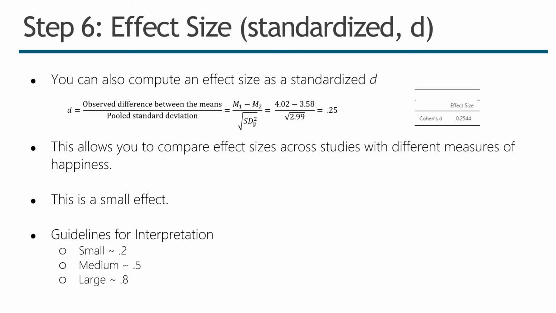So what this allows you to do is compare effect sizes across studies with different measures of happiness. Right? So we used this one scale that was a 7-point scale, but other measures of happiness may have different scales that they're measured on. And so if you're going to compare across studies, you need to put them in a common metric, and d is a good common metric. We also have general guidelines for interpreting ds, where about 0.2 is small, 0.5 is medium, and 0.8 is large. So a d of 0.25 would be a small effect, which is consistent with what we saw when we saw the raw score difference of 0.44 on a 7-point scale.